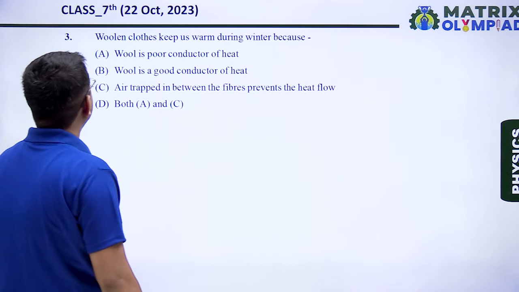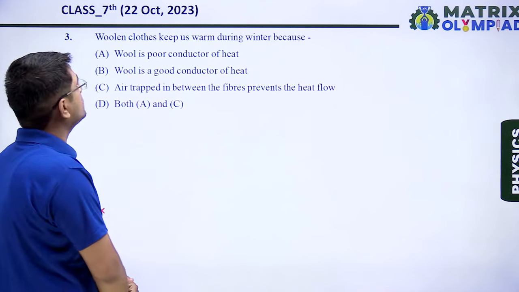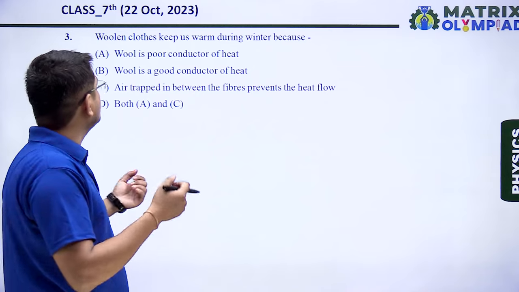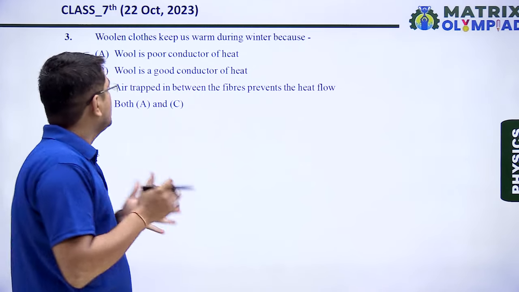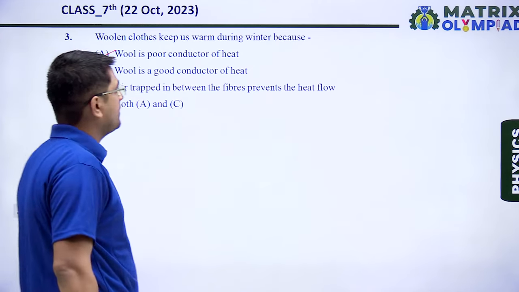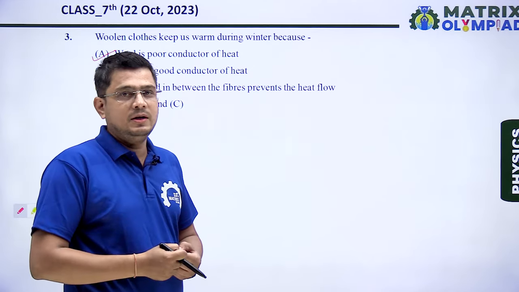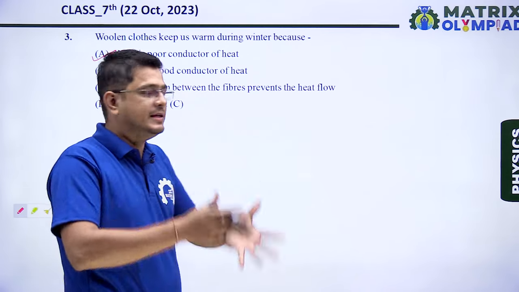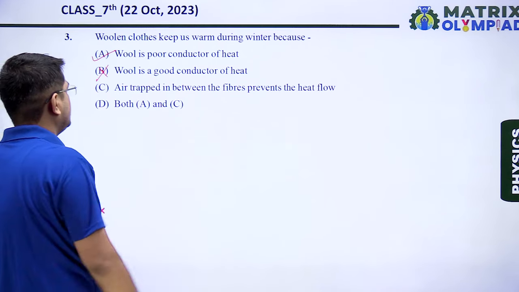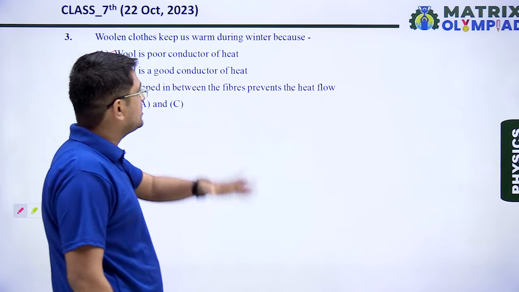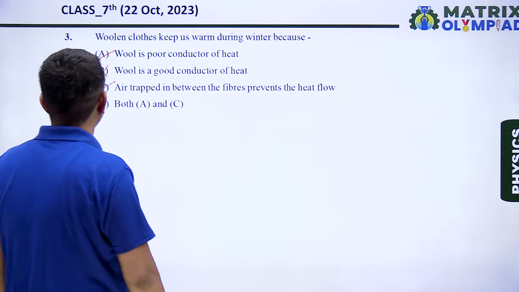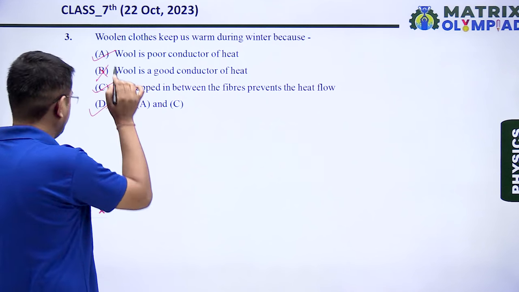In question number 3, it is said woolen cloths keep us warm during winter, because during winters we wear woolen cloths and it keeps us warm because wool is poor conductor of heat. That is a true statement, because whenever heat is trapped in it, it does not allow it to go easily. Wool is a good conductor of heat. No, this is a wrong statement. Air trapped in between the fibers prevent the heat flow. Yes, this is also true. So our correct option is D, both A and C.